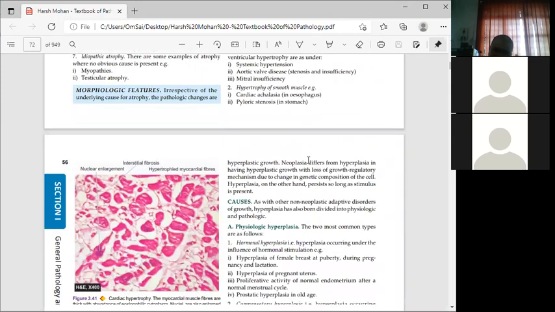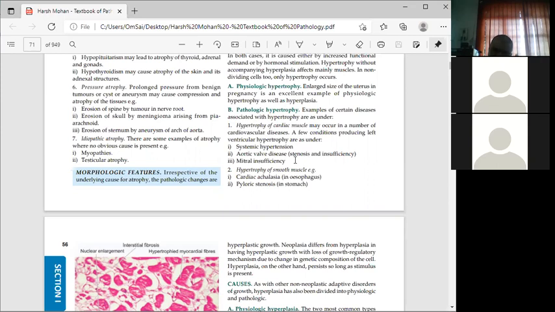These are the causes of that particular hypertrophy of cardiac muscle. Aortic valve disease: the wall present at the aorta is the aortic valve, and if there is some problem with that wall, the condition is called aortic valve disease. In this condition, hypertrophy of cardiac muscle may occur.